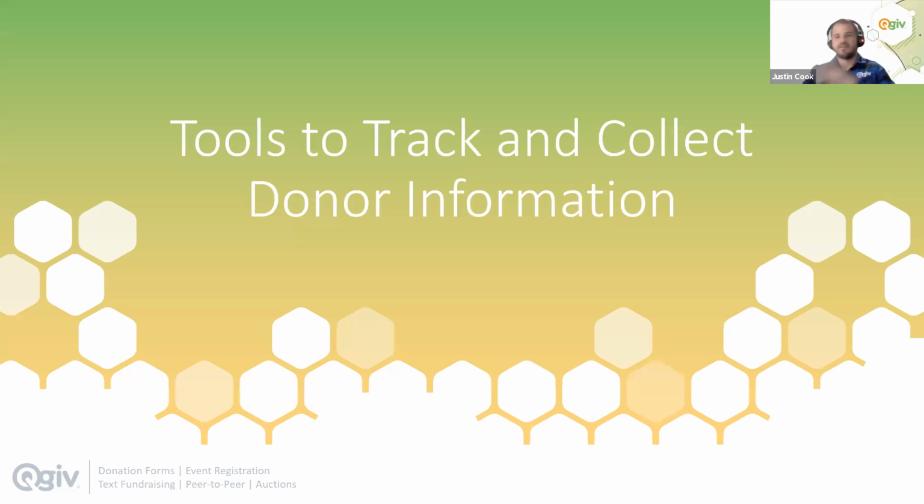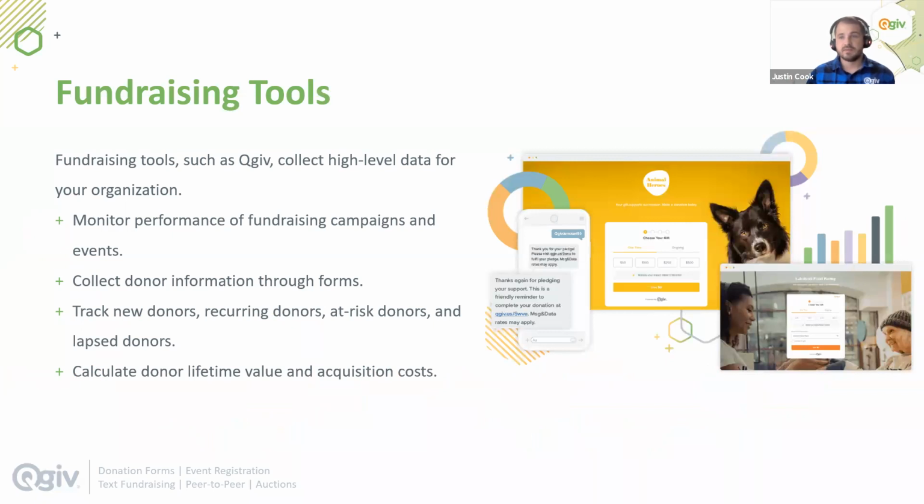So we have everything, right? We've built our house. We know how to improve our different campaign messagings. Now let's look at the tools that you can use to track and collect all of this donor information. First, you have fundraising tools. So fundraising tools such as Qgiv can collect that high-level data for your organization. They can help you monitor performance of your fundraising campaigns and events because those are the platforms that you will be building your donation forms and all of your events through. They have the ability to collect donor information through those forms as well.